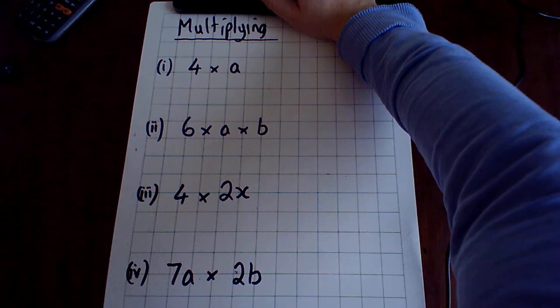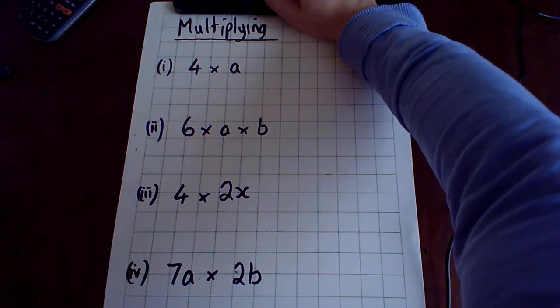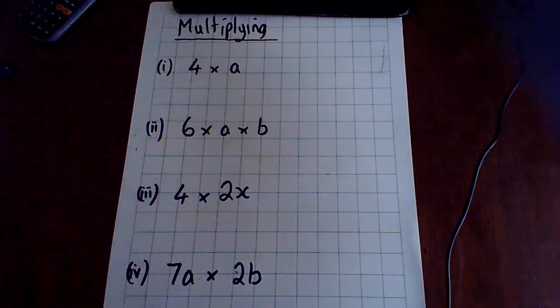So a letter is called a variable. There are terms, expressions, like terms, and unlike terms. You'll hear me use these things, so I'll explain that in the assignment. But what we're going to do is look at multiplying in algebra, and we're also going to look at collecting like terms, adding, subtracting.